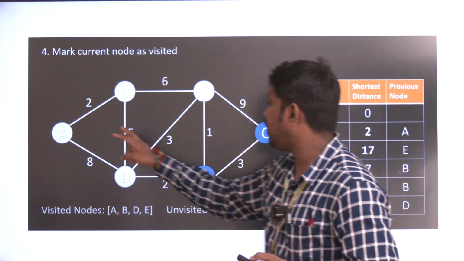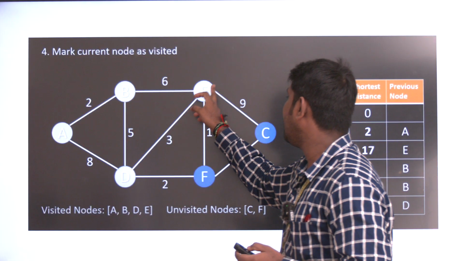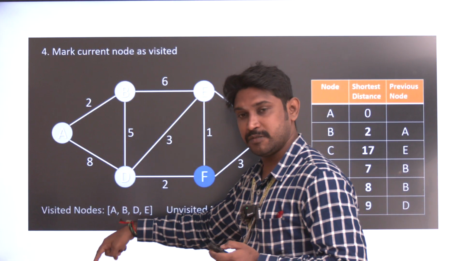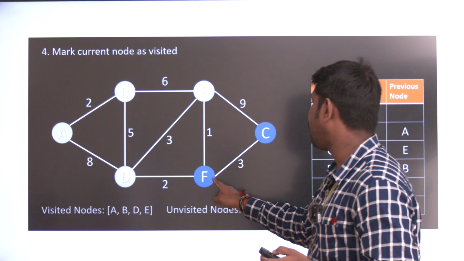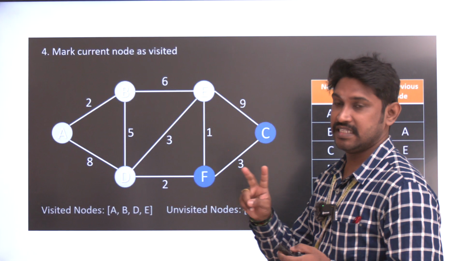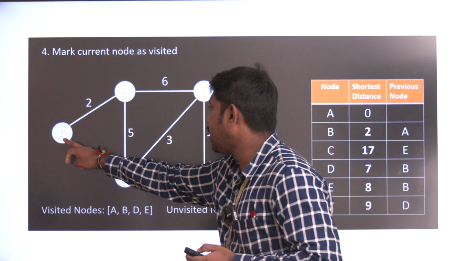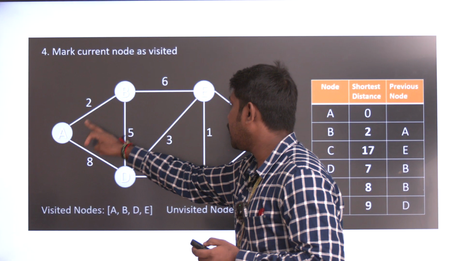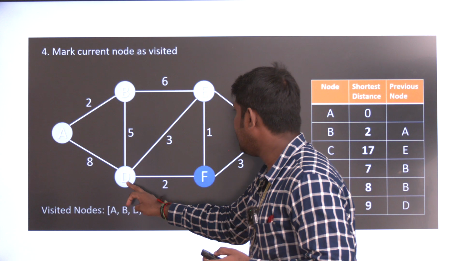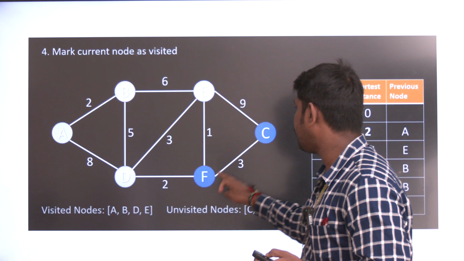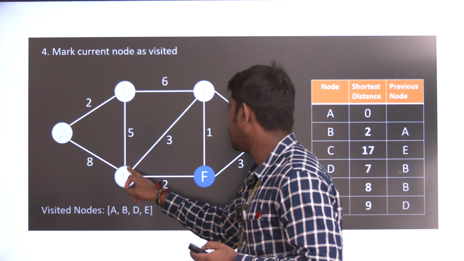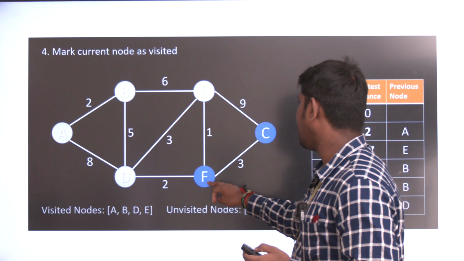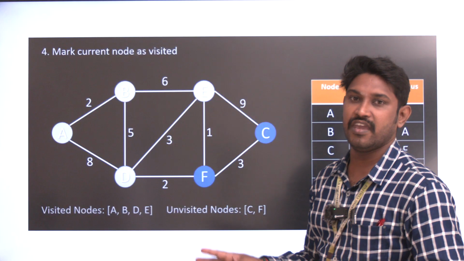The first outer path will be A to B, B to E, E to C. The second outer path will be A to D, D to F, F to C. The third path will be A to B, B to D, D to E, E to F, F to C. And the fourth path will be A to D, D to E, E to F, F to C. So totally we have 4 paths.